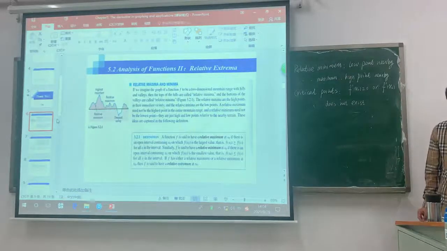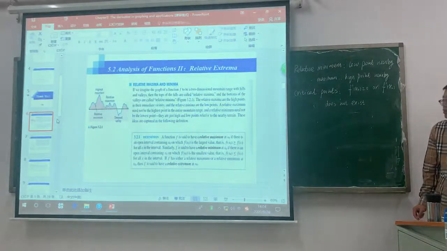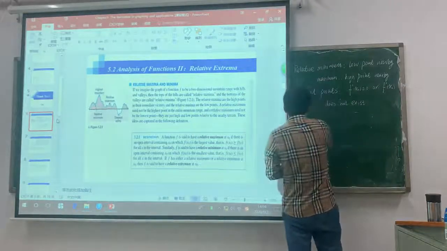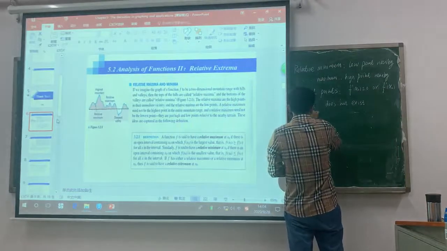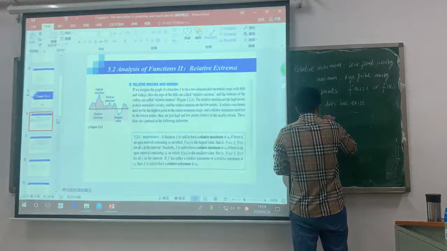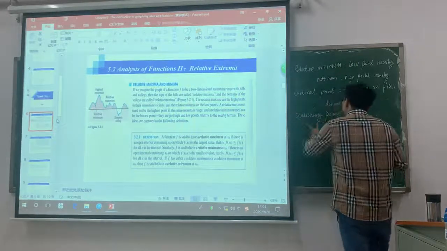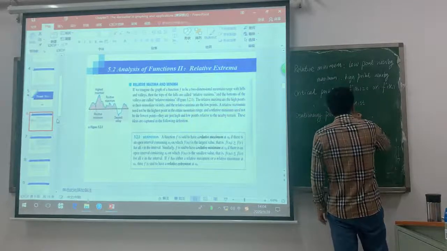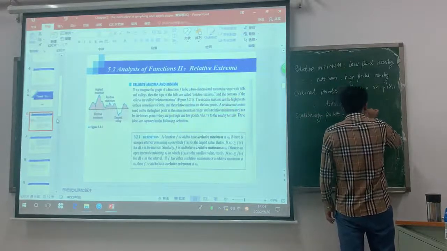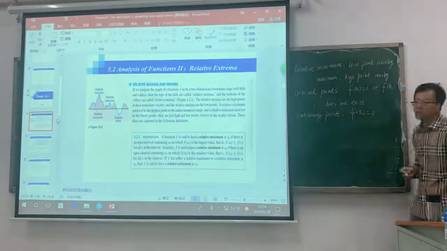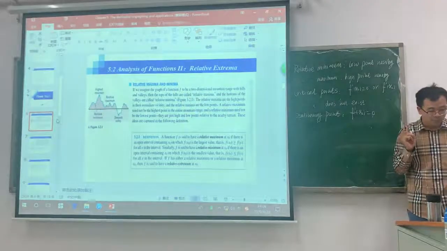And then we introduce the stationary point. So what is the stationary point? The stationary point actually is the derivative equal to 0. Equal to 0. So this is a critical point.